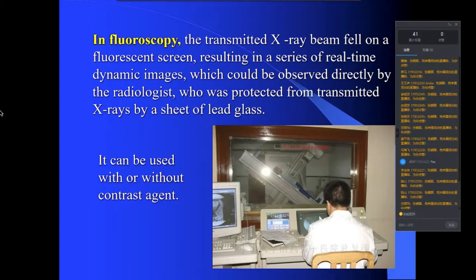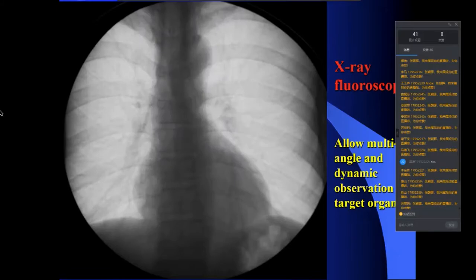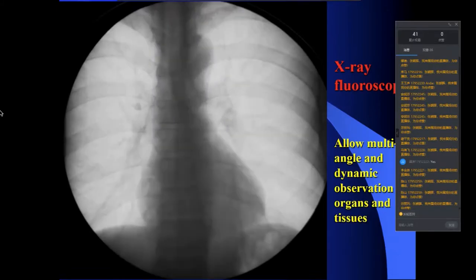And fluoroscopy is sometimes used to observe patients' respiratory movement and the diastolic and systolic movement of the heart. Let's see a short movie. From this movie, you can see that fluoroscopy can be used to observe patients' respiratory movement and the diastolic and systolic movement of the heart.